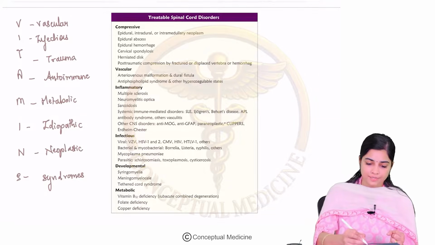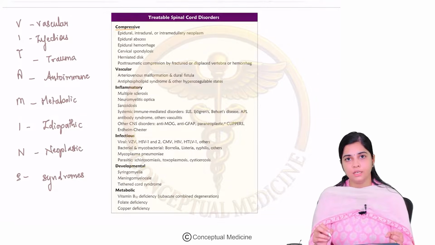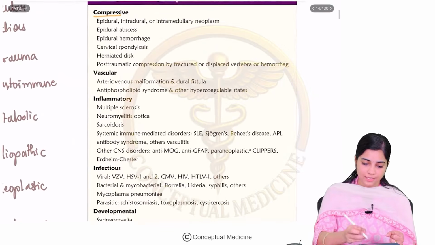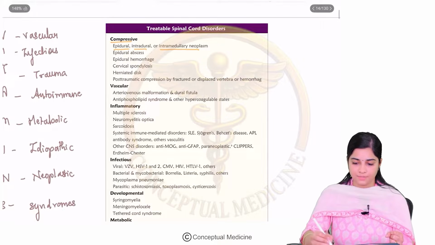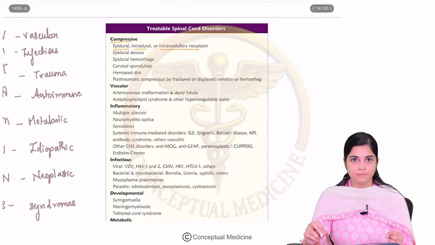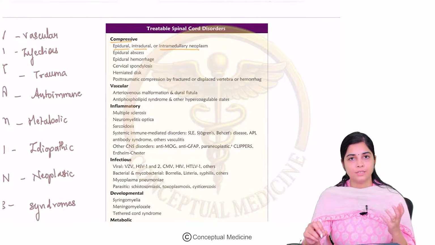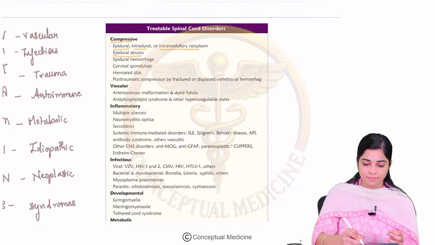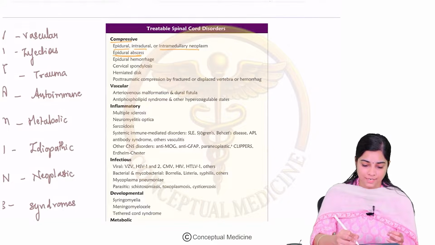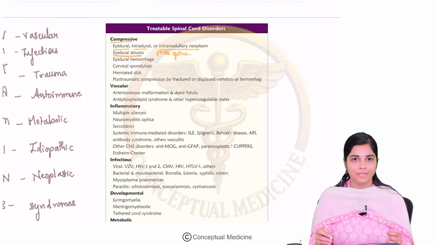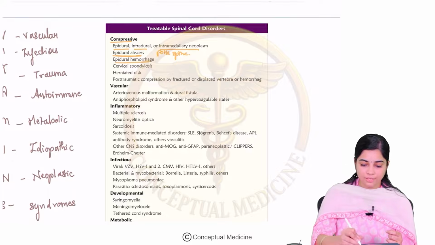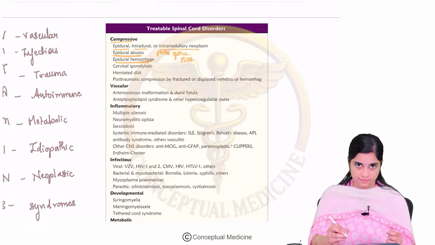This is called a non-compressive myelopathy. So under the compressive myelopathy, let us understand the etiologies. We have epidural, intradural or intramedullary neoplasms. What are those neoplasms? We will see. Presence of epidural abscess. Where do you get this? In Pott's spine or TB of the spine, tuberculosis of the spine, you can get epidural abscesses. Epidural hemorrhage. When do you get epidural hemorrhage? For example, in road traffic accidents.